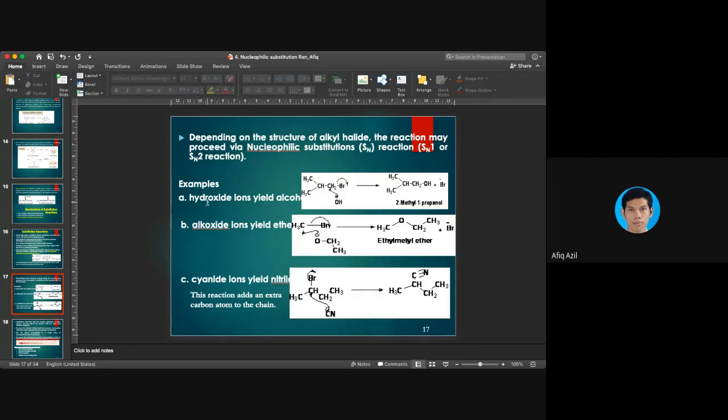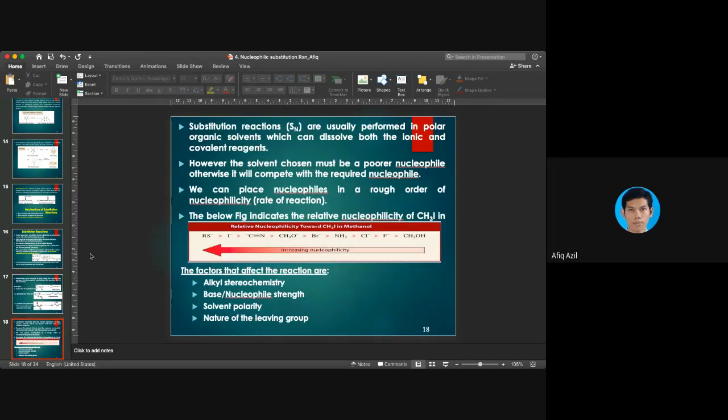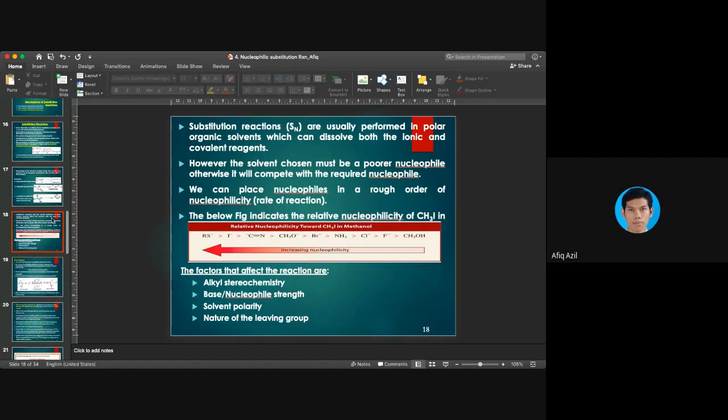So here are examples. For example, the first one, hydroxide ions yields alcohol. This is the alkyl halide, your starting material, and this hydroxide ion, OH minus, is the nucleophile. The nucleophile will come in and attack this carbon, the C and Br. The bond will be broken and you will get your products. And you have B and C examples as well, so I'm just going to go through. Later we'll see the mechanism in the slide.